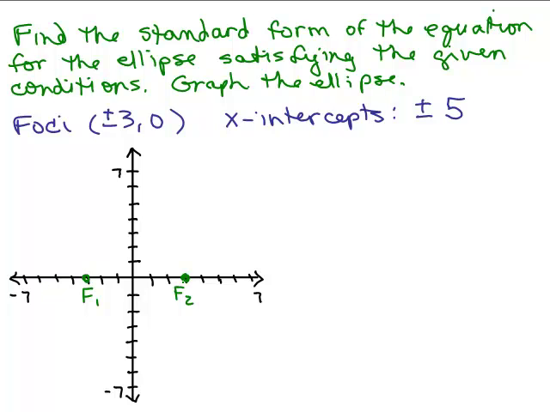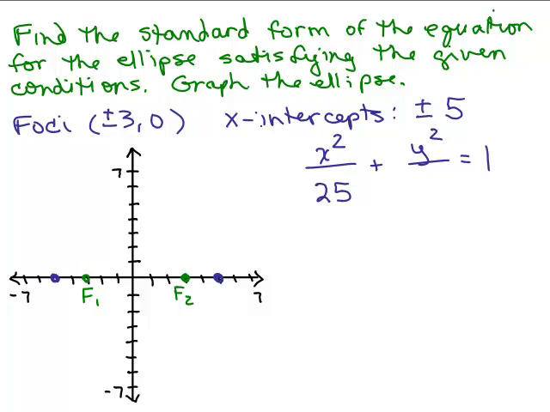So on the x-axis, I know we've got it going through 5 and negative 5. So again, we know to write the equation. It's going to be in this form. And we can see, since the x-intercepts are plus or minus 5, the 5 squared or 25 goes into the x squared term. So we need to find out where the intercepts are on the y-axis.